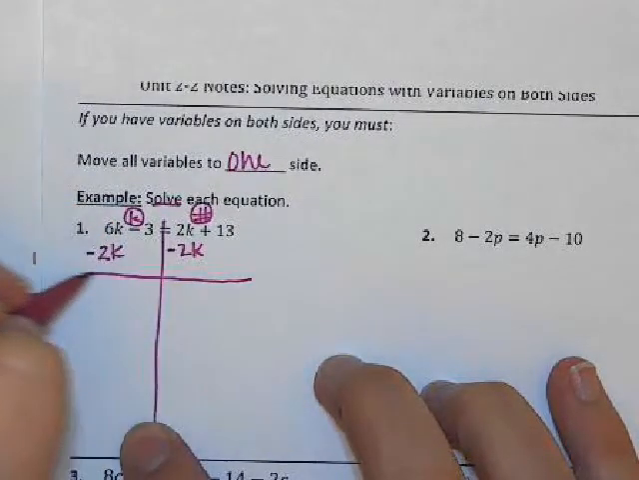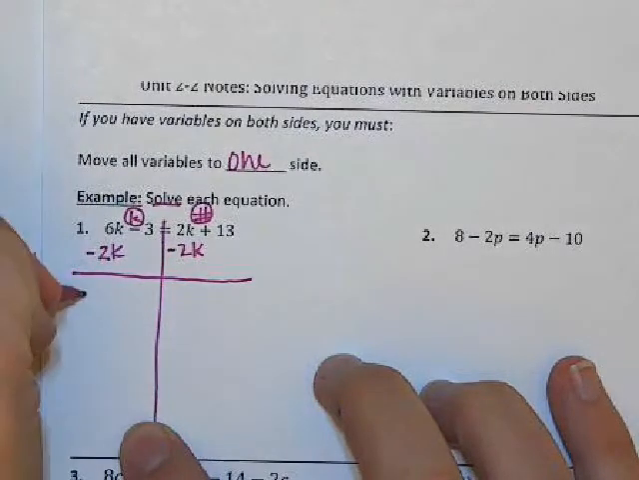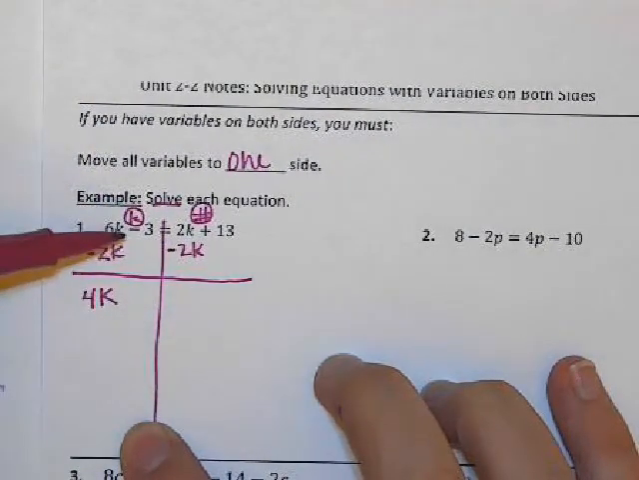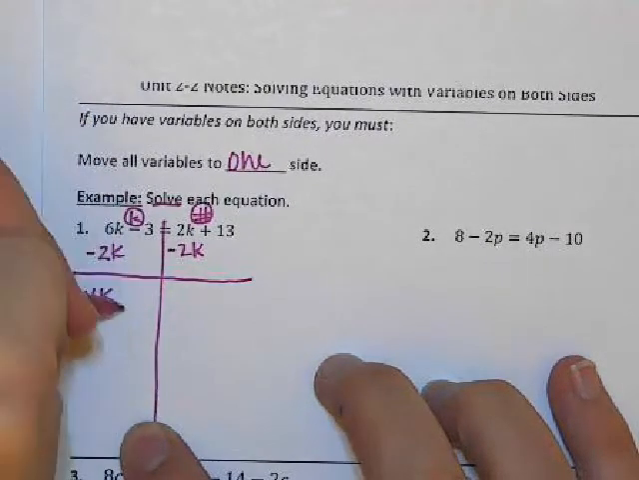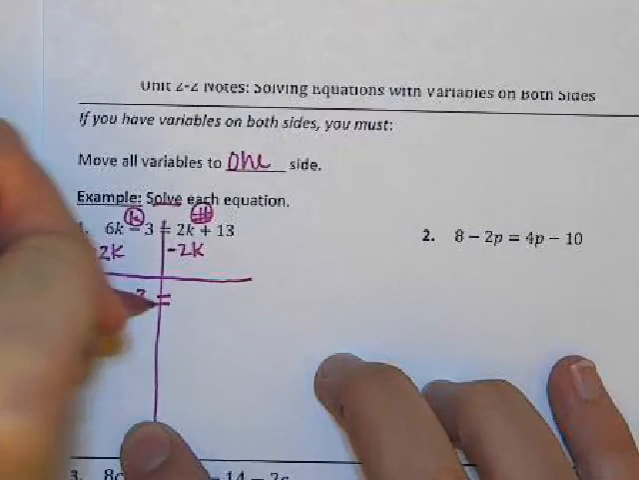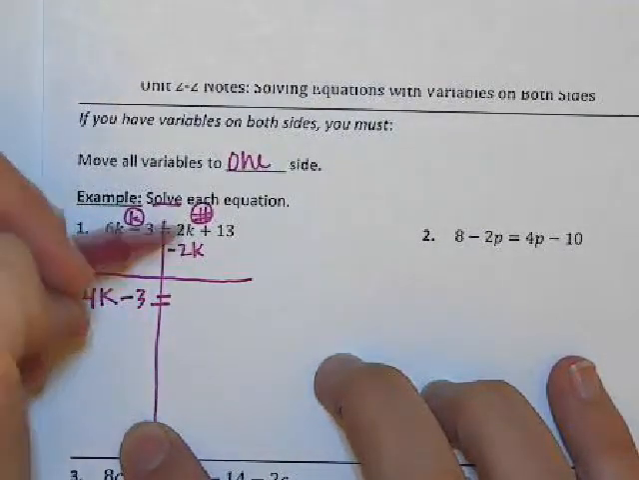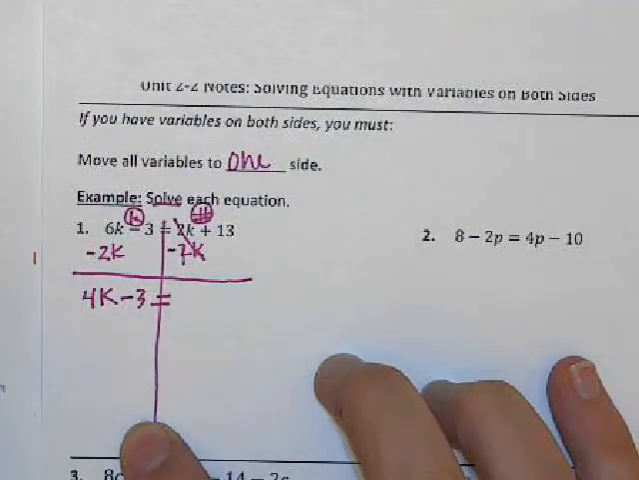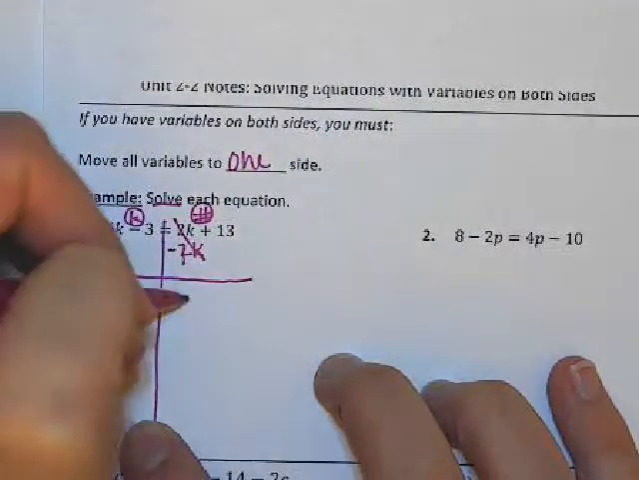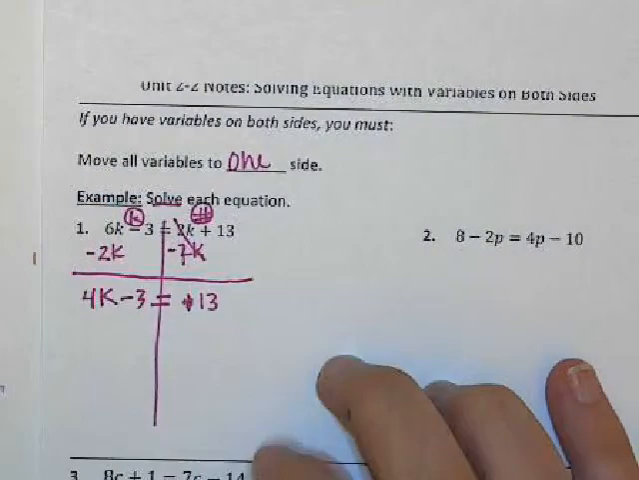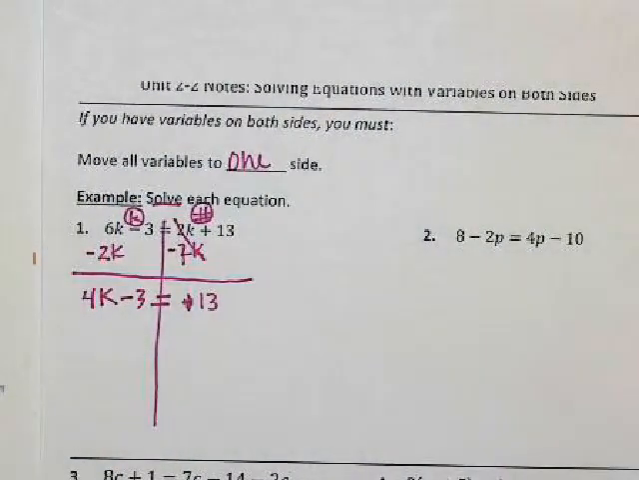All right. 6k minus 2k is 4k. Can I do anything with the minus 3? No. Nope, bring it down. Equals 2k minus 2k is 0. Cancel it out. Plus 30. And then what else? Plus 13. Oops, I didn't have to put the plus sign. Plus sign didn't have to be there.